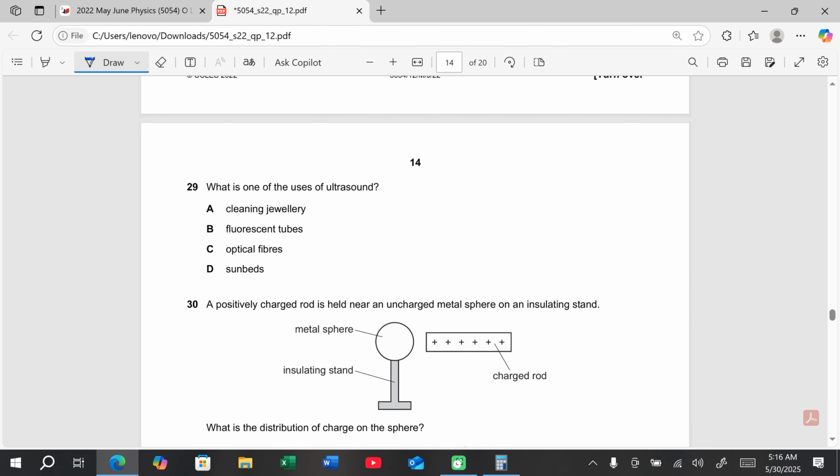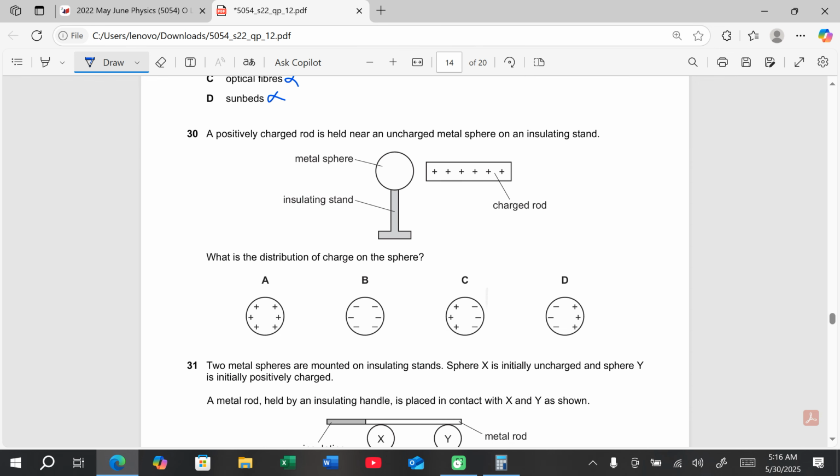29. Which one is a use of ultrasound? Ultrasound is used in cleaning jewelry. It's not in fluorescent tubes, it's not optical fiber, it's not sunbeds. UVs are used in some sunbeds.